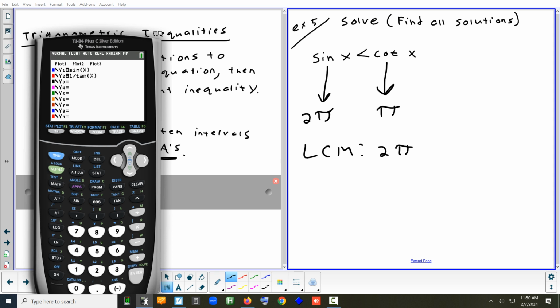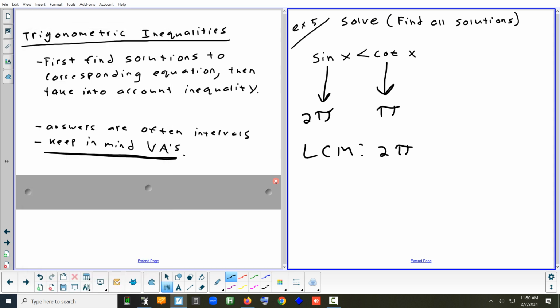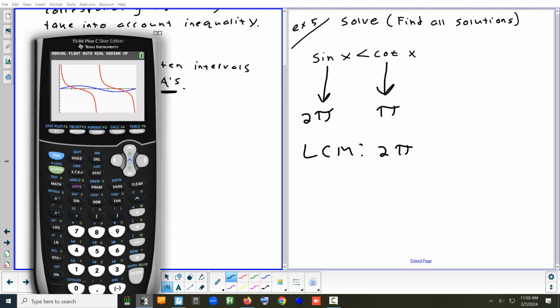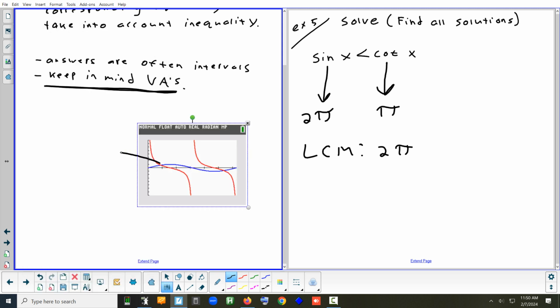You can put sine of x in y1. You can put cotangent in y2. And you're looking for where the sine is under the cotangent, where the blue is under the red. Okay, so let's see where that happens. Well, there's the blue. That's just a sine wave. And where is that under the red? Oh, are we just going to do the bracket and parenthesis thing of not including this number? Yeah, because we do have an asymptote, so we have to be careful with that.